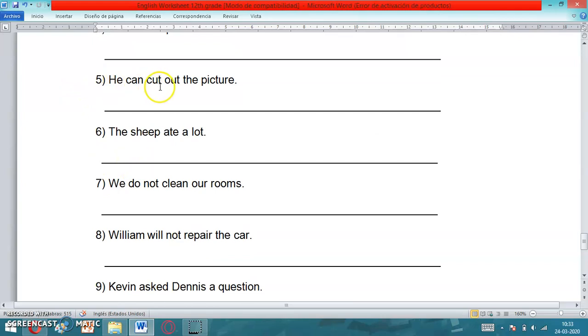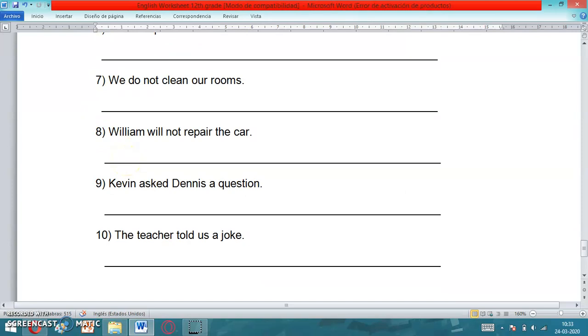He can cut out the picture. Modal. Using can. Okay. Number 6, the sheep ate a lot. This is past simple. Number 7, we do not clean our rooms. This is present perfect. Number 8, William will not repair the car. Future will in negative. Number 9, Kevin asked Dennis a question. Past simple. Number 10, the teacher told us a joke. Past simple.